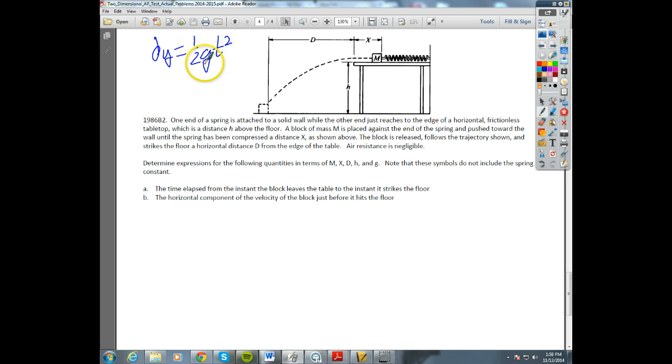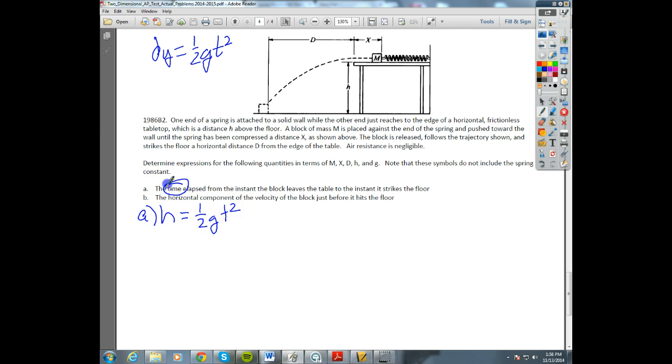And there's no original speed, so that's why you don't see it in this equation. We have to be very careful though because we can't use dy in our answer. So the answer for letter A, instead of dy, we need to use h. So we're going to say h is equal to 1 half gt squared.